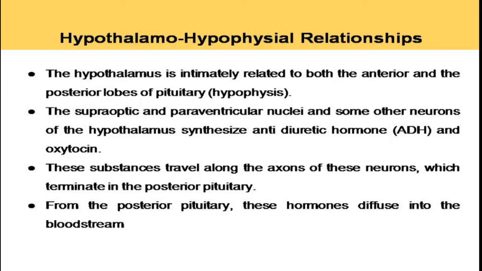Hypothalamo-hypophyseal relationships. The hypothalamus is intimately related to both the anterior and the posterior lobes of the pituitary. The supraoptic and paraventricular nuclei, and some other neurons of the hypothalamus, synthesize ADH and oxytocin hormones. These substances travel along the axons of these neurons, which terminate in the posterior pituitary. From the posterior pituitary, these hormones diffuse into the bloodstream.